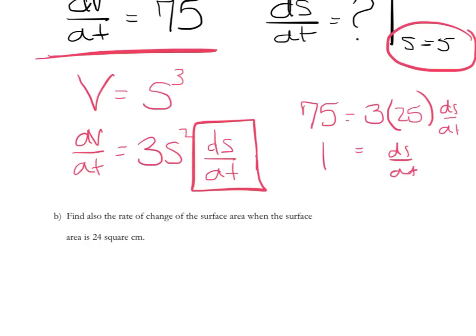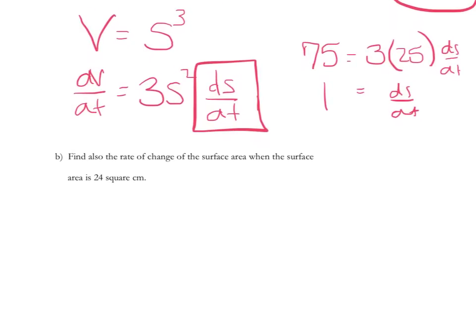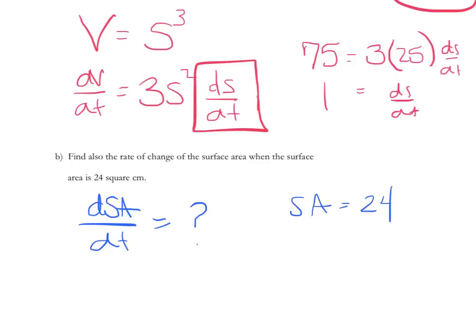Second half of the question says find also the rate of change of the surface area. So that's the derivative of surface area when the surface area equals 24.